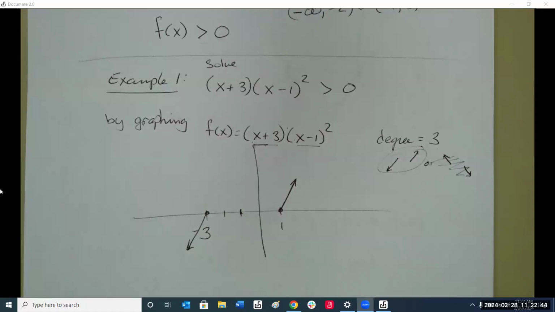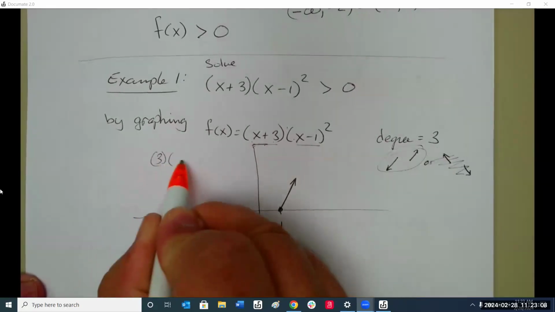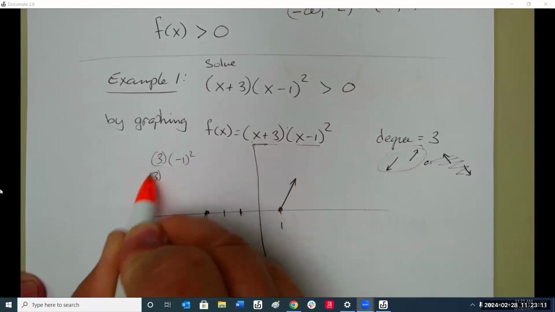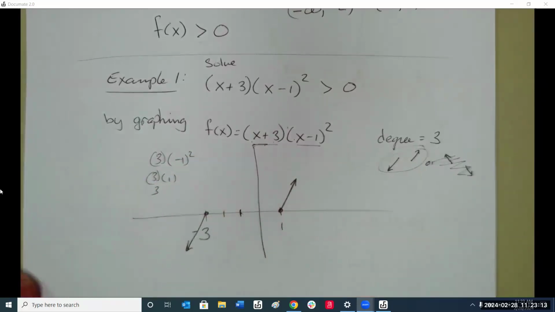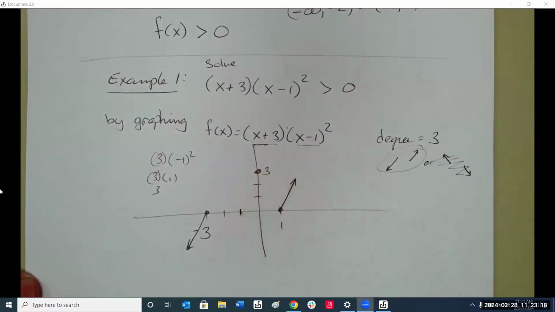Do we know the y-intercept? The answer should be yes. How do you find the y-intercept? Put 0 in for x. So if you put 0 in for x, we got 3 times -1 squared. So at 3 is our y-intercept. I was going to show you in the earlier question, but I forgot.